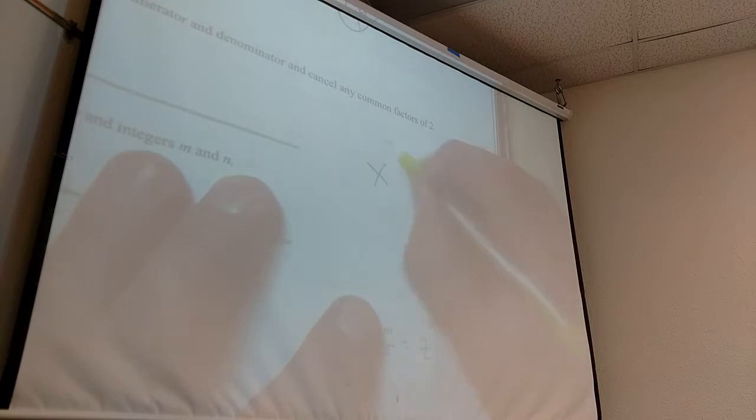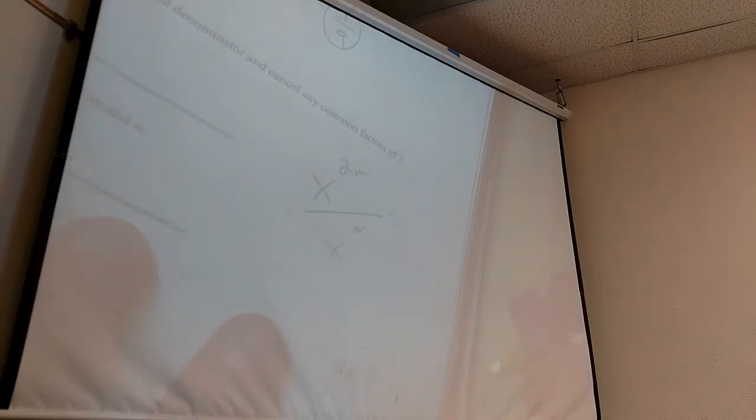X to the 2m over x to the m. X to the m. Because what do you do with the powers? Subtract them. Does that property say if the powers are whole numbers? No. Does the property say if the powers are numbers? No. It just says you subtract the powers when you divide like bases. So I don't care what's up there. Right? So what about this?